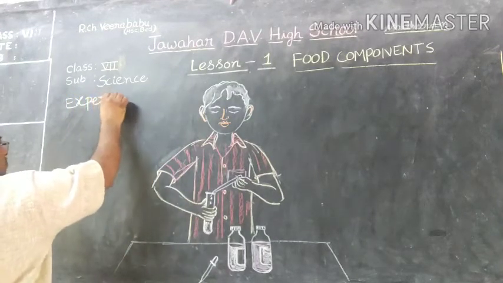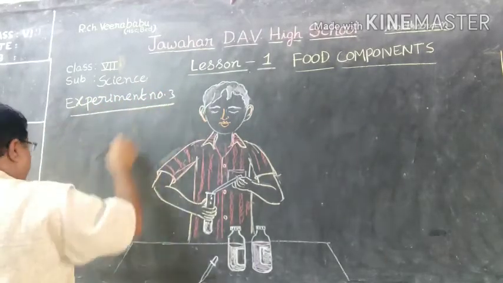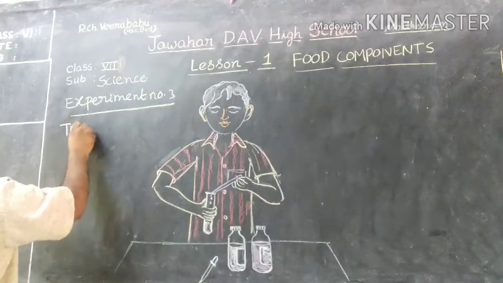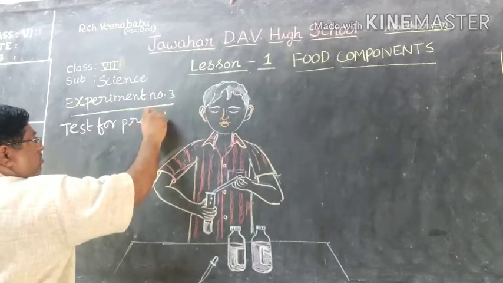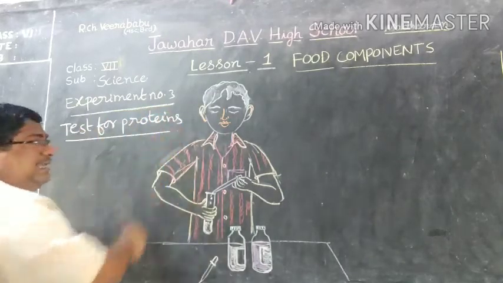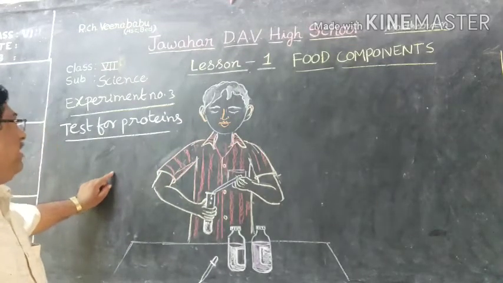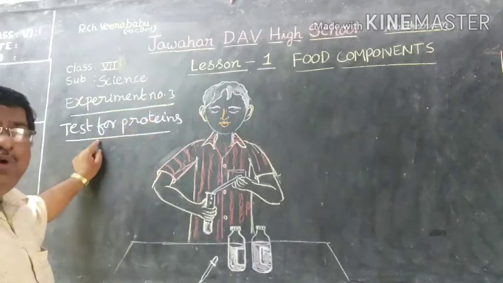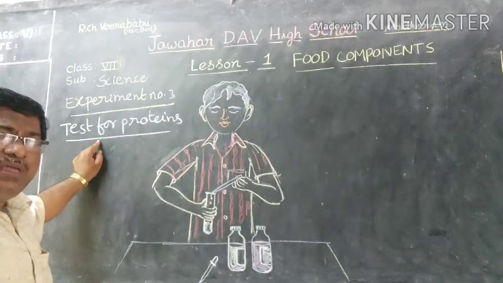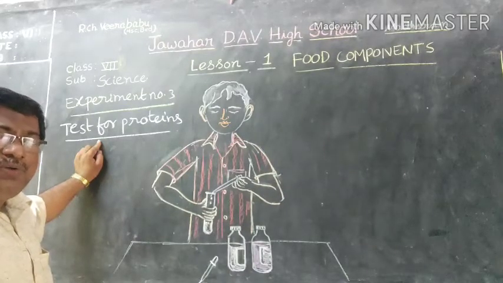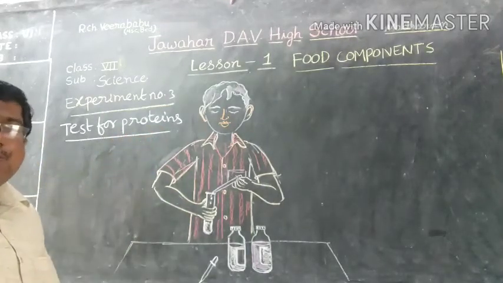Experiment number 3, test for proteins. Children say, what is the experiment number 3? Now this is test for what? Is it carbohydrates or is it for fats? No. It is the test for proteins.